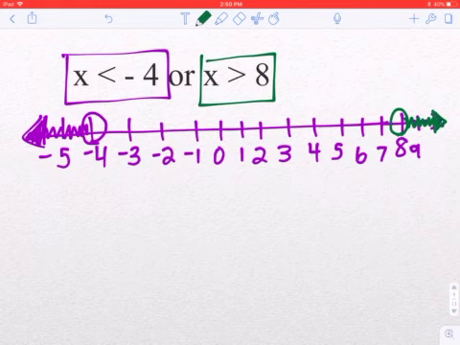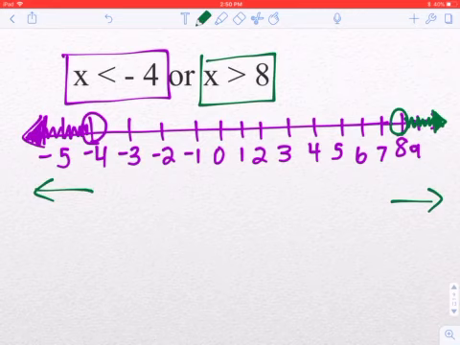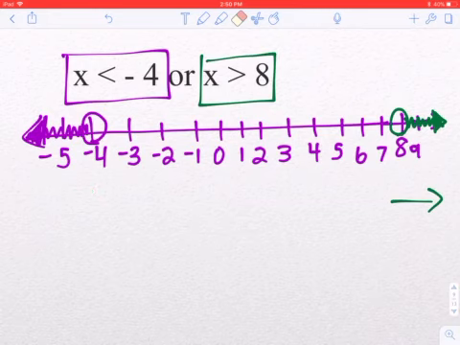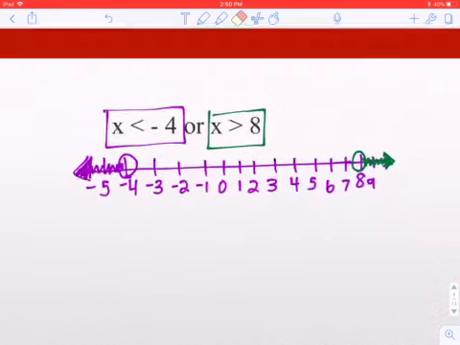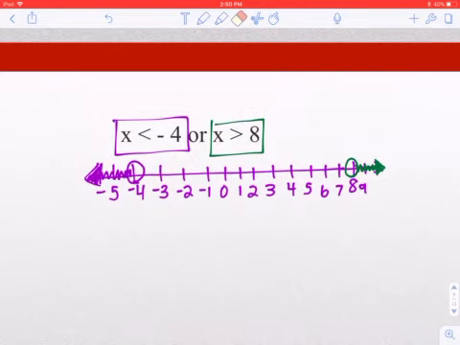Or inequalities should go out like this. They should go in opposite directions. The reason for this is because it is either less than -4 or greater than 8. It cannot be both. There is not a number that exists that will be in both shaded regions. You cannot be both less than -4 and greater than 8. That's why this is called an or problem. Ors should go out.